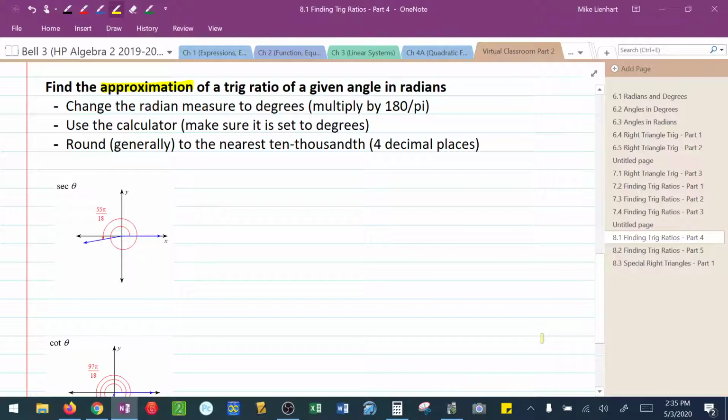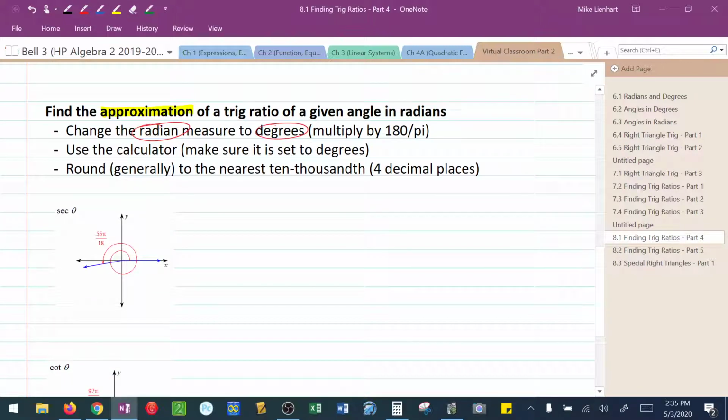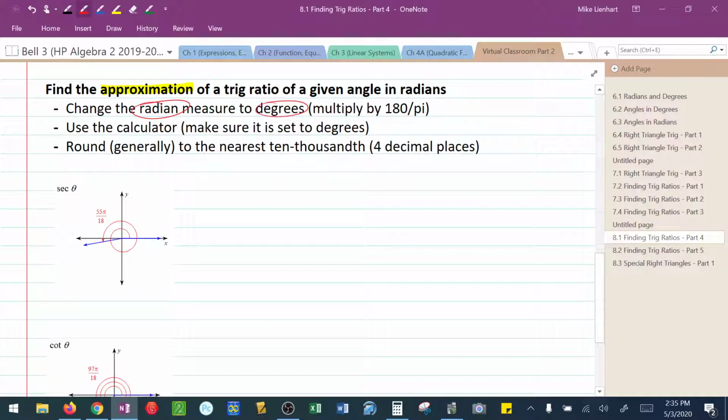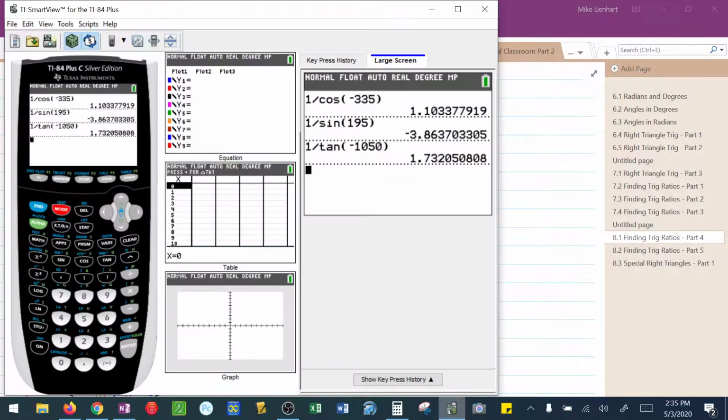So what I'm going to do is take 1 extra second here to change it from radian mode to degree mode. And the way that we do that is multiply by 180 over pi. So if I have this angle being 55 pi over 18, and I multiply that by 180 over pi, I know that's going to give me 550 degrees. From this degree measurement, I'm going to find the secant of 550. And the secant is really 1 over the cosine of 550. And now I'm ready to use my calculator. 1 divided by the cosine of 550.